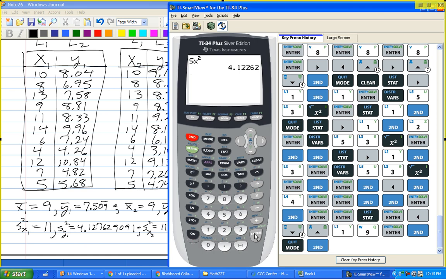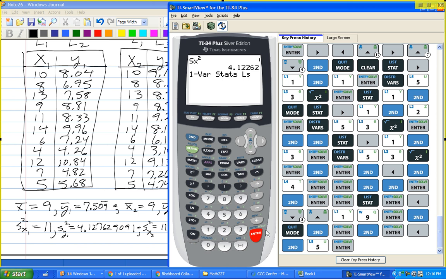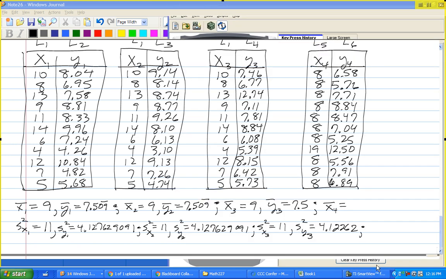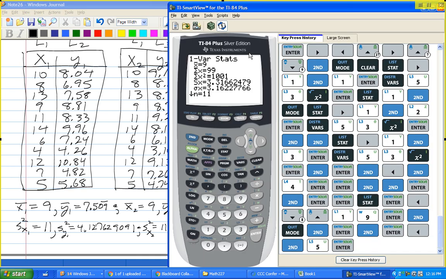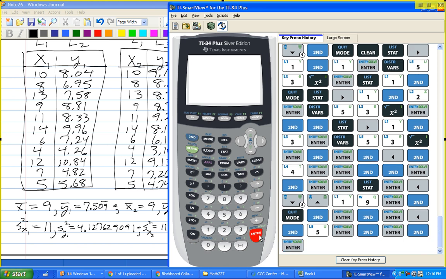Okay, so let's do one-var stats. In this case, that's got to be L5. So the mean is 9. And then the variance. We're going to have a hard time fitting that particular number in, but this is going to be 11.